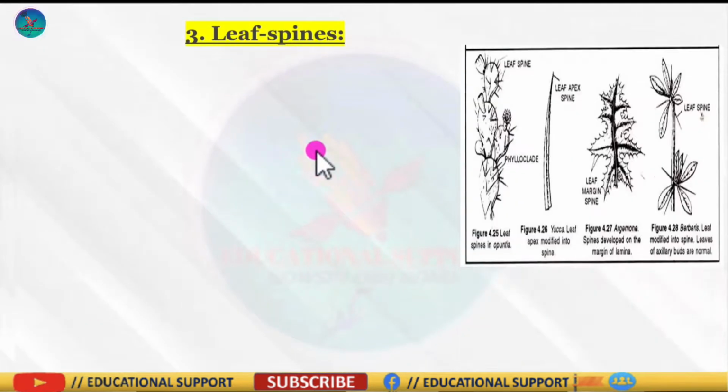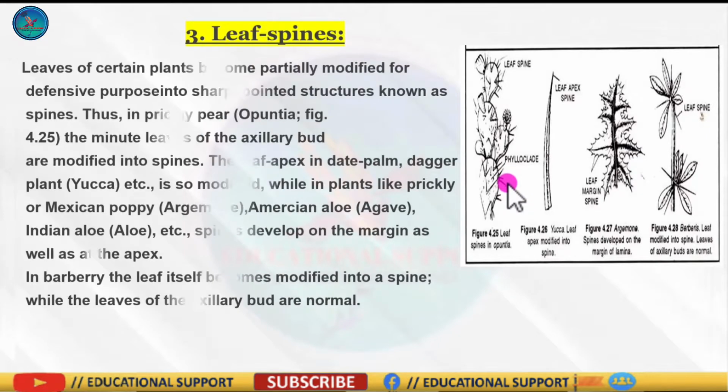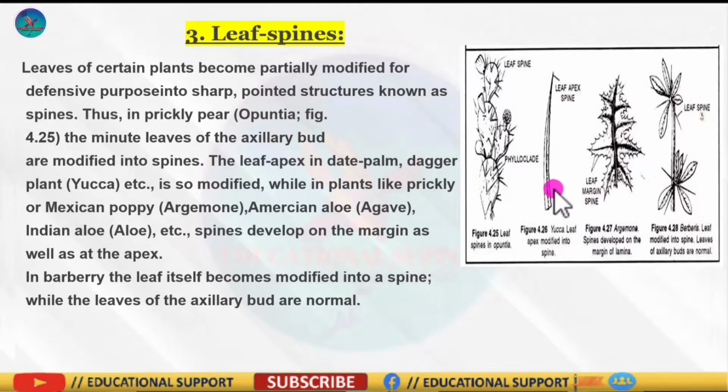So, leaf spines. Leaf spines are mainly modified for defensive purpose into sharp pointed structures, basically known as spines. In Opuntia, minute leaves of the axillary bud are modified into spines, and in Yucca the leaf apex is developed on the margin as well as the apex. In Barberry, the leaf becomes modified into spine while the leaves of the axillary bud are normal.